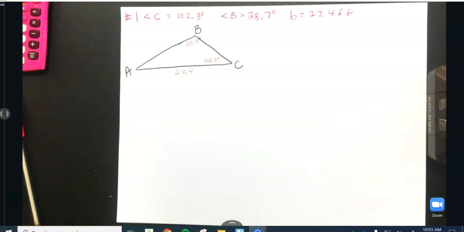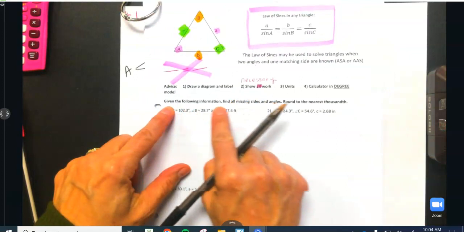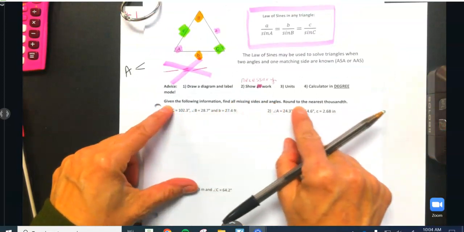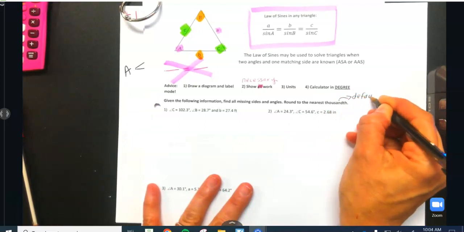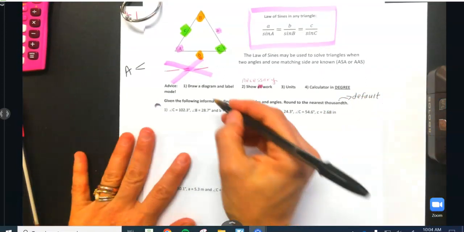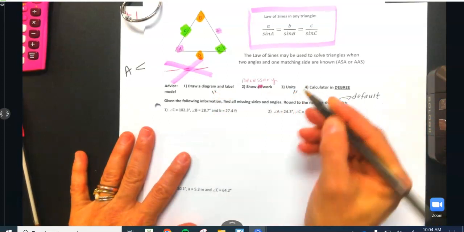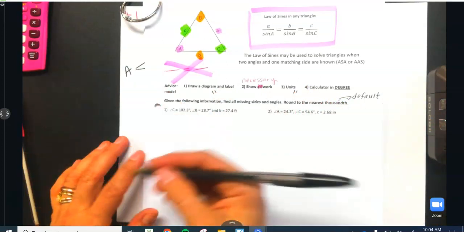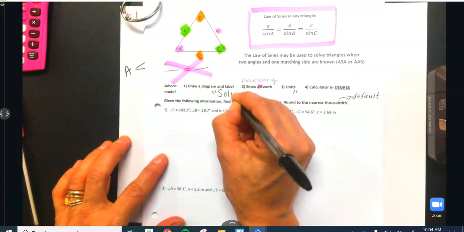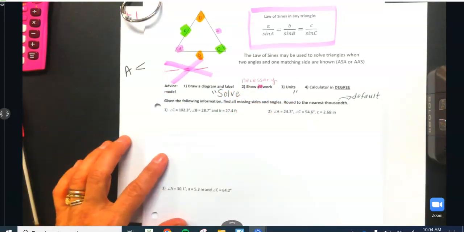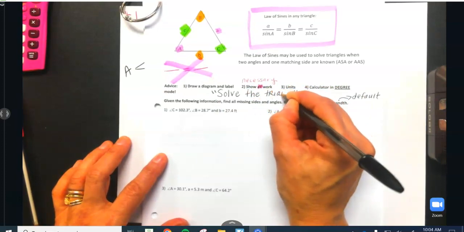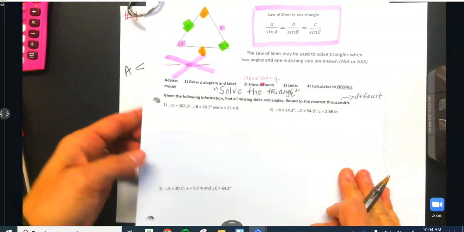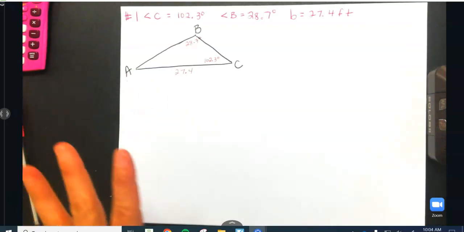All right. Oh, one more thing I wanted to tell you. Remember, the instructions say, given the following information, find all missing sides and angles, round to the nearest thousandth. So that's our default. But sometimes you'll see instructions that say solve the triangle. And solve the triangle just means find all sides and angles. That means the same thing. So I am going to solve this triangle.